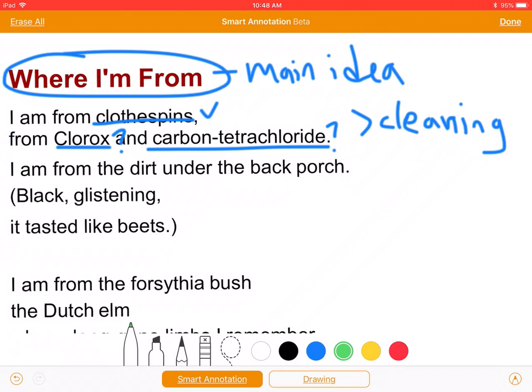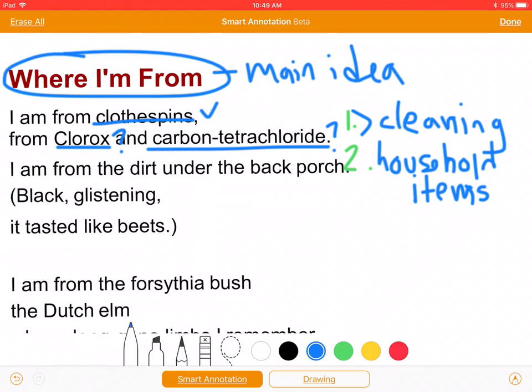So like I said, I doubt you're going to write about cleaning agents, but that's just one of the ways we could categorize these details. Another way that we could categorize these things is that all of these things are objects that probably come from this person's house, right? So we could say that these are household items. So maybe in your poem, you might not be writing about cleaning agents, but maybe you could talk about a couple of different objects that you remember being in your house.